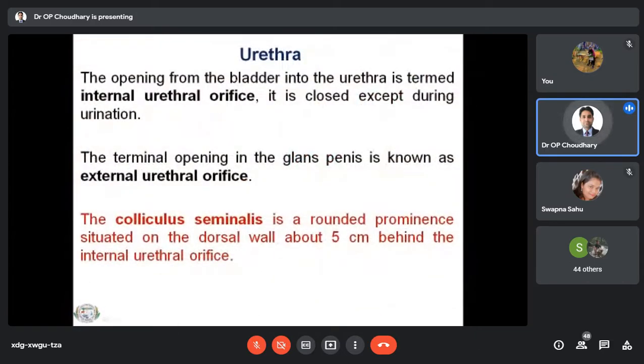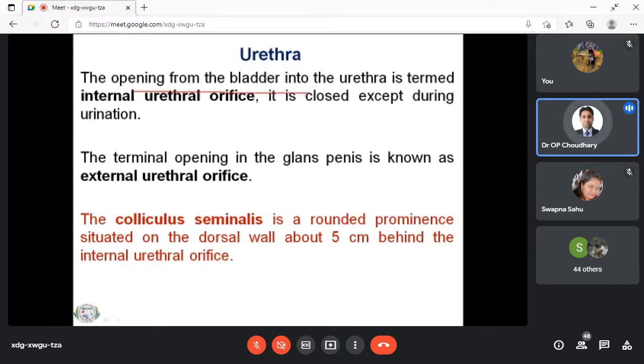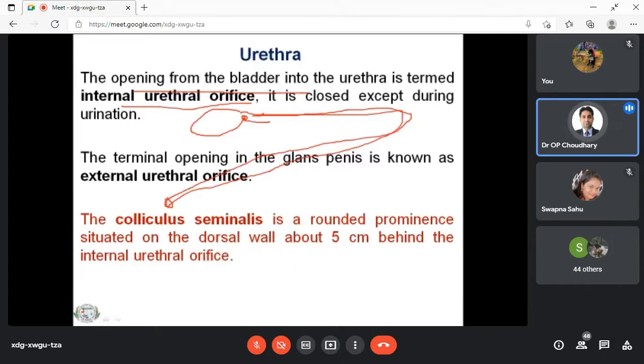Then the urethra, very, very important. There are two openings in the urethra. One opening is at the urinary bladder and one opening is at the tip of the glans penis. Okay. So the opening of the urethra at the bladder, this is the urinary bladder, so here one opening, and this opening is called the internal urethral orifice. And the opening of the urethra at the tip of the glans penis is called the external urethral orifice.